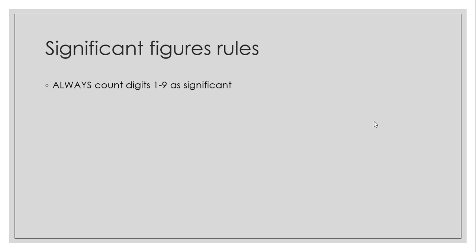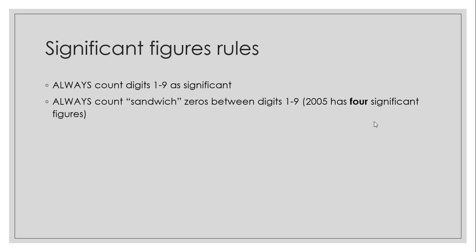Zeros is where we're going to have some sticky rules going on. You're always going to want to count sandwich zeros, is what I call them. That is a zero that's between 2 digits from 1 to 9. 2005 is a good example because you have a 2 here, a 5 here. These are both significant because they're between 1 and 9, and these zeros are sandwiched in between them. This is 4 significant figures.